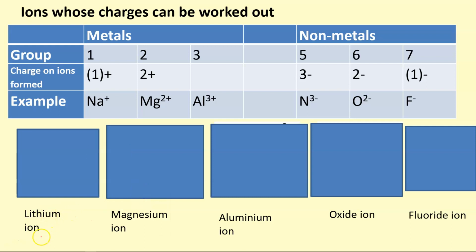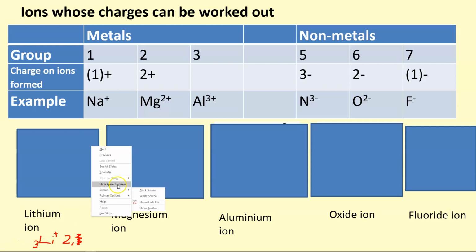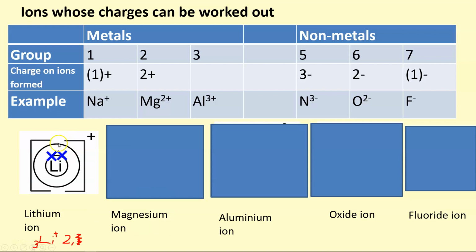A lithium atom, if you found it on the periodic table, would have a number 3 for its atomic number. That means its electron configuration is 2, 1. So when it forms an ion, it will lose its outer shell electron and become Li+. So the diagram for it will look like this. It's lost its outer shell electron. We can see the charge in the top right corner, and we can see the inner shell of 2 electrons.